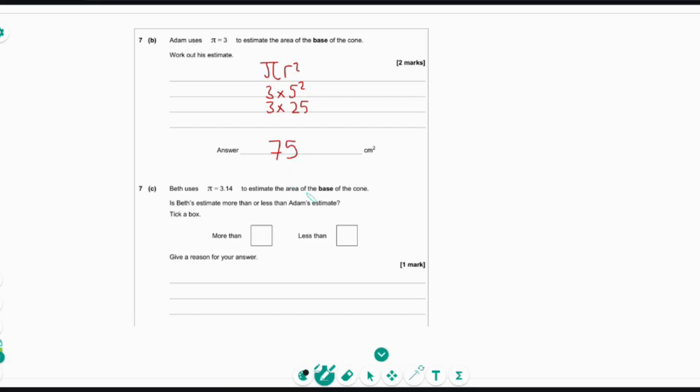Beth uses pi equals 3.14 to estimate the area of the base of the cone. Is Beth's estimate more than or less than Adam's estimate? Well, it's going to have to be more than because she's used a higher number for pi.